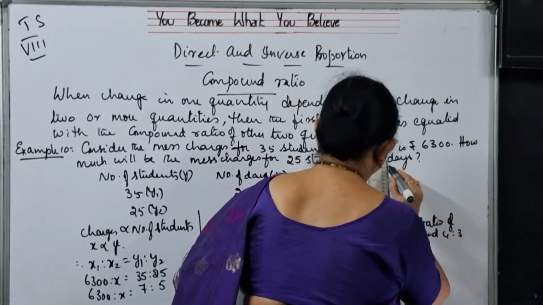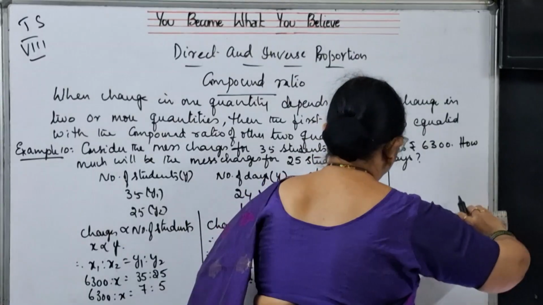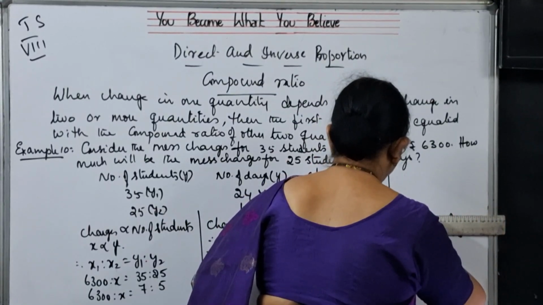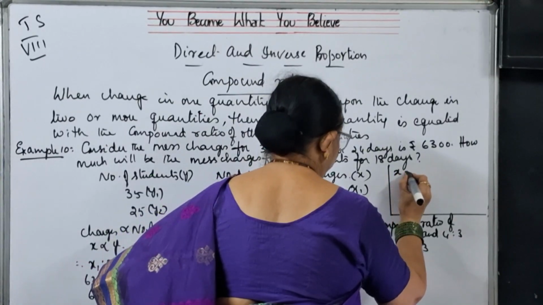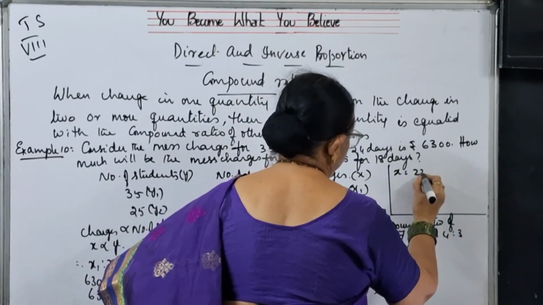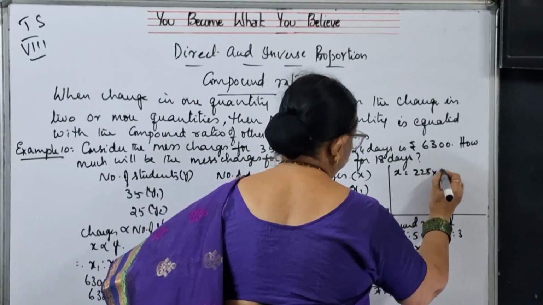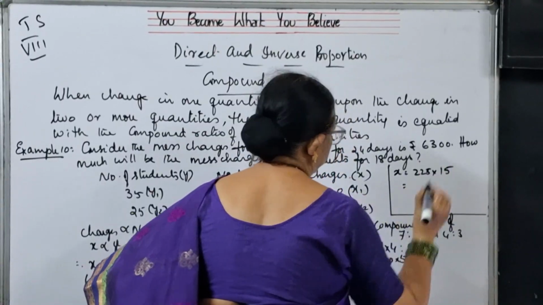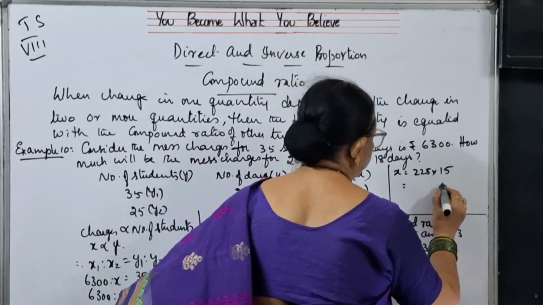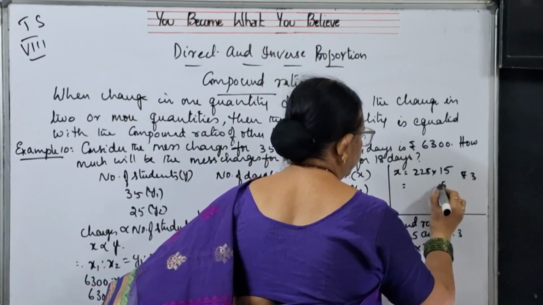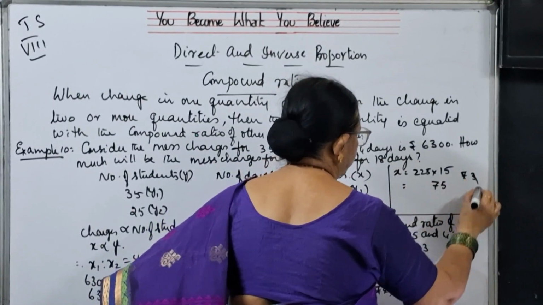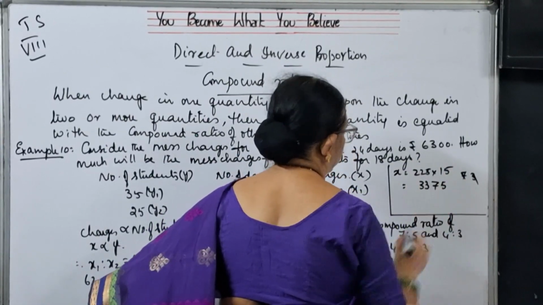I'll do it here, children. Place is not sufficient, so I'll do it here. So x is equal to 225 into 5 3s are 15. 15 5s are 75. 15 2s are 30 plus 7, 37. 33.